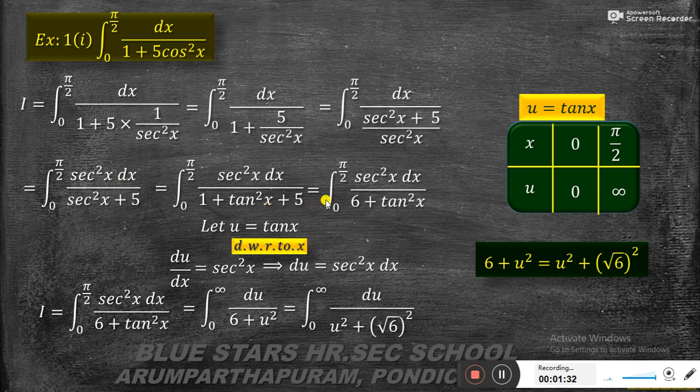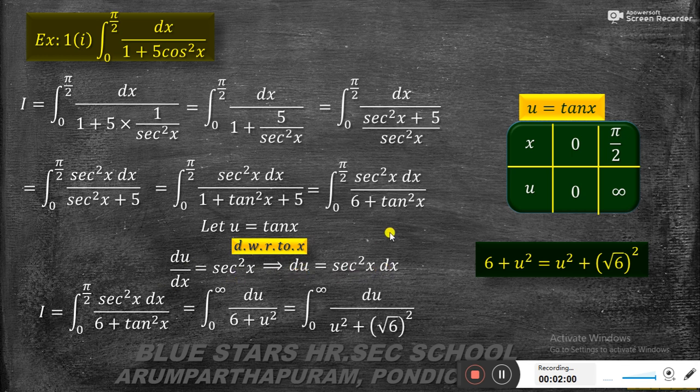In the next step, equal to integral 0 to pi by 2 secant square x dx by 1 plus 5 is 6 plus tan square x. Now you take u equal to tan x. Differentiate with respect to x: du by dx equal to the differentiation of tan x, which is secant square x. So in the next step, du equal to secant square x into dx.